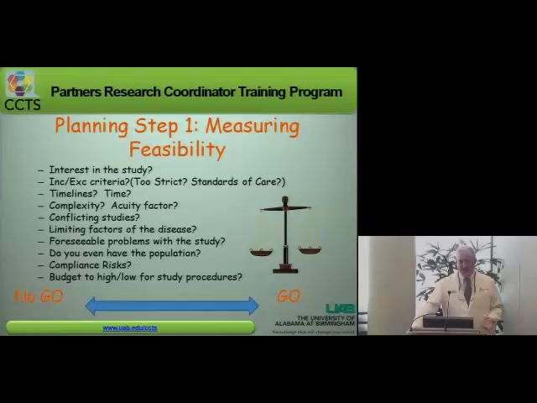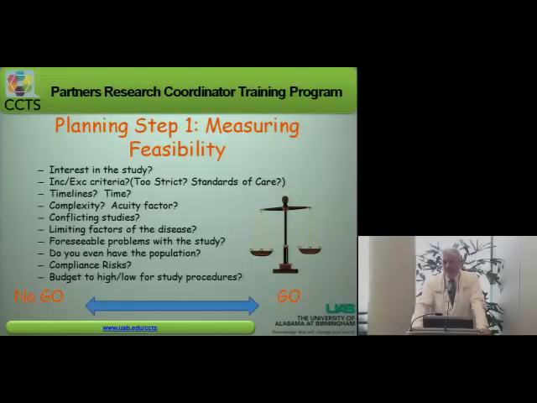Next, is it complex? How acute do the patients have to be? How acute does their procedures have to be? Do you have conflicting studies? Do you have studies that are already there, that are already enrolling, that this one would compete against? And you'd have to say, well, this patient goes to this study, this patient goes to that study, so you're not maximizing the potential of either study.